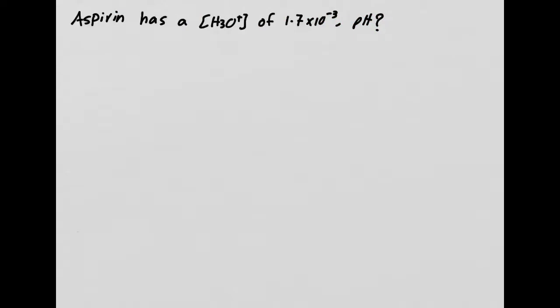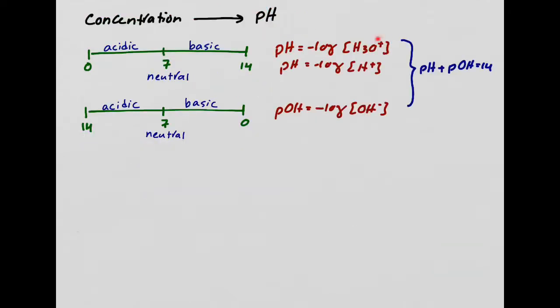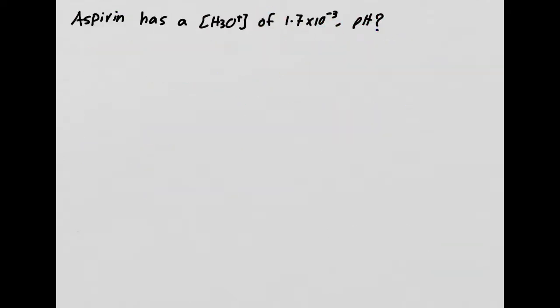Okay, aspirin has a hydronium concentration of 1.7 times 10 to the minus 3. What is the pH? Okay, so I want to go back here. I know this is the formula for pH. So pH is minus log of hydronium concentration.